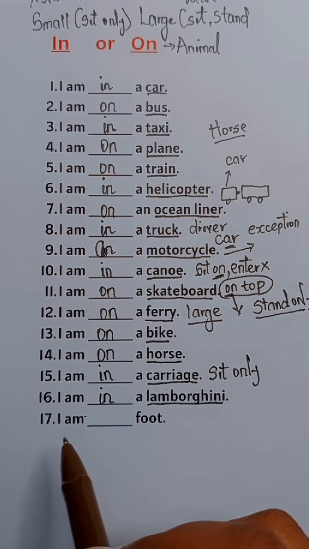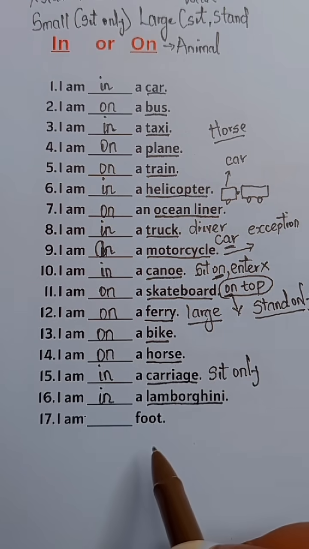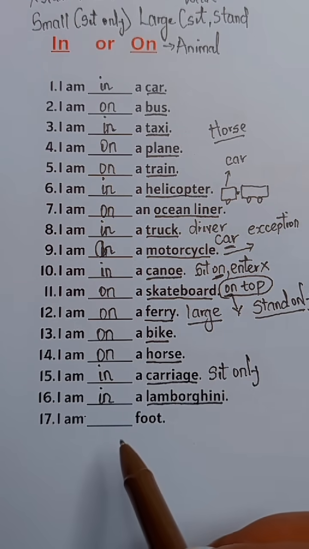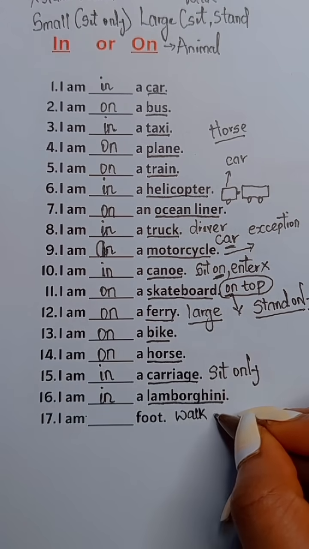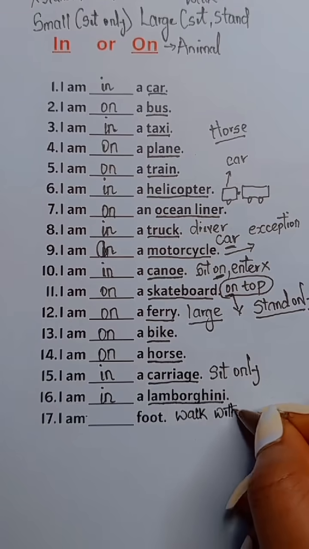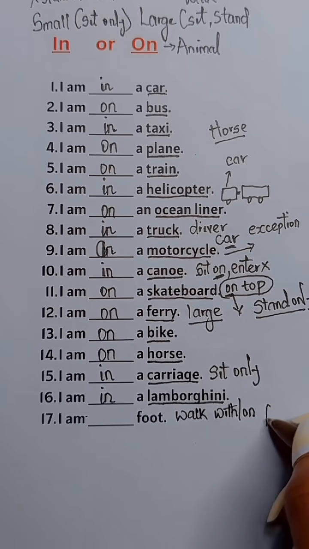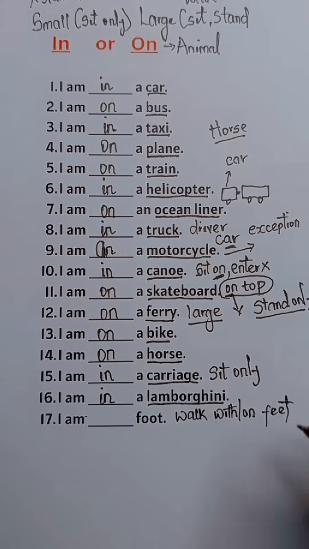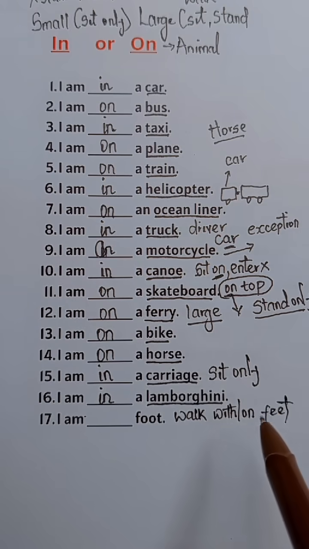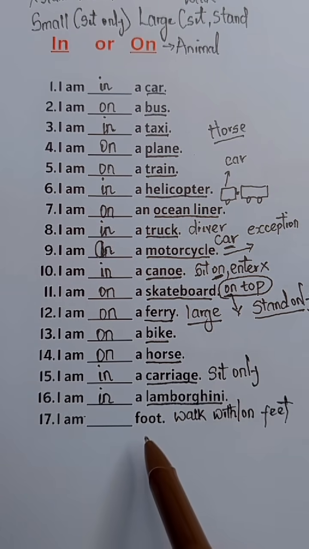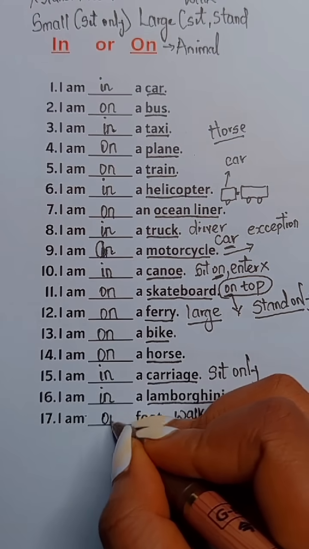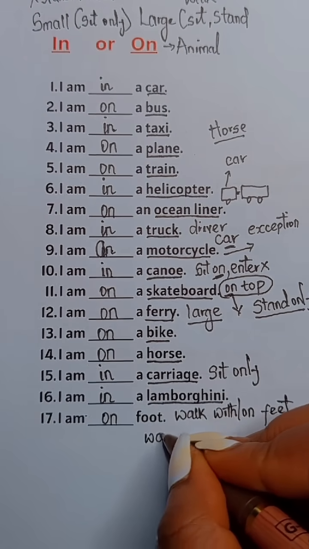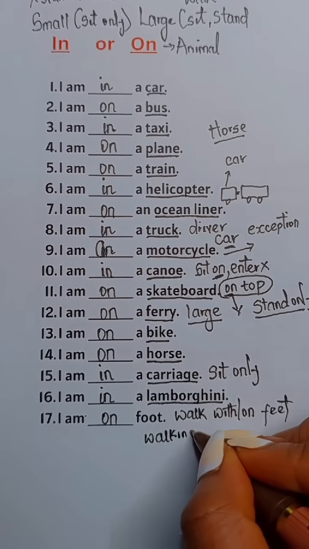Number 17, I am blank foot. In or on. Now you walk. You walk with your feet, or you can say on your feet. All right? Not in feet. Foot is not a vehicle. Okay? We use foot to walk. We say on foot when we mean that we are walking. So on foot is our answer.